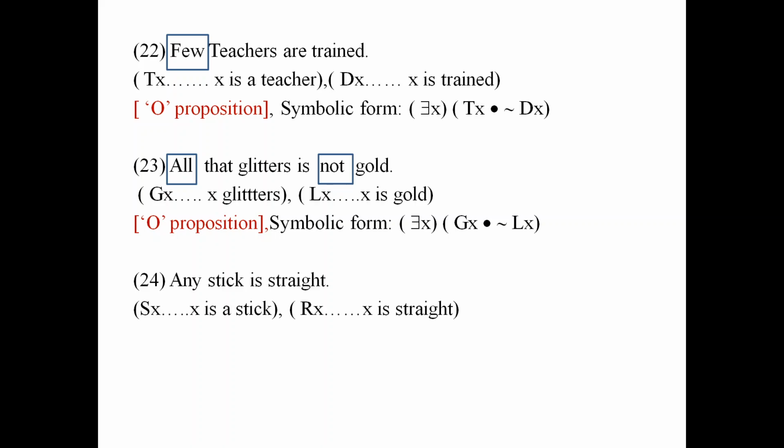24th, any stick is straight. So the word any is used with two classes, so it's an A proposition. The symbolic form will be universal quantifier phi x horseshoe psi x. Instead of phi you will write S, instead of psi you will write R. Again, S you can't use for both, because two different predicate constants are to be used.